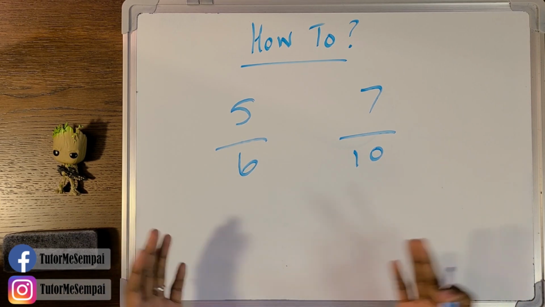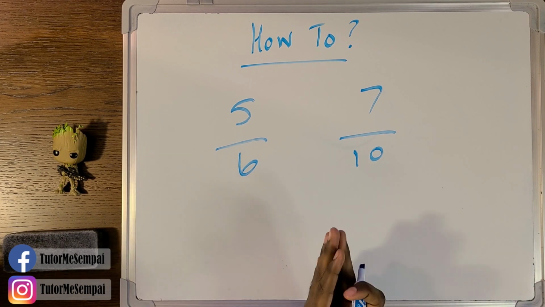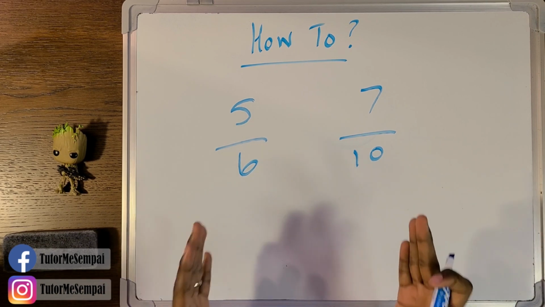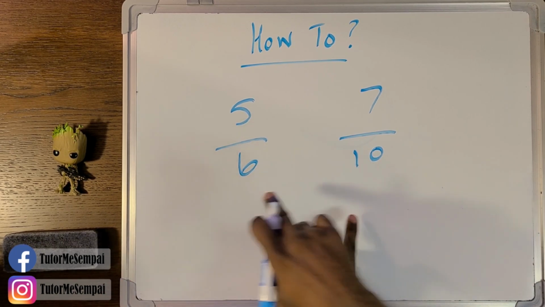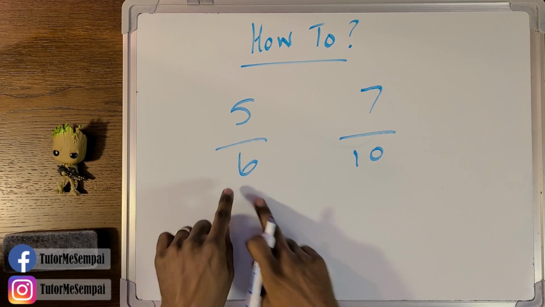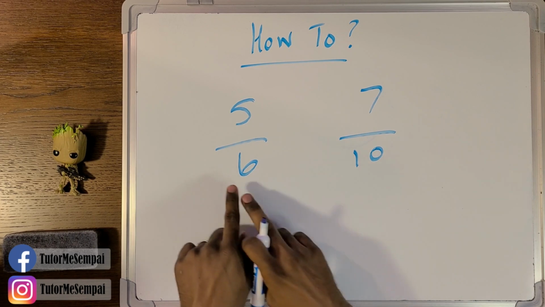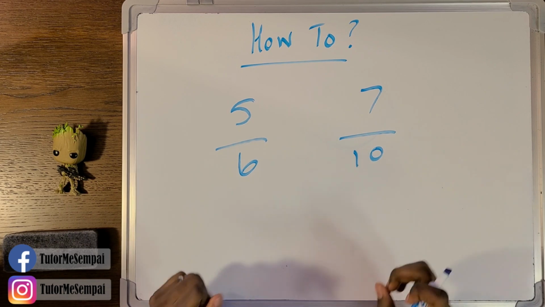But how do we do that? How do we get the same denominator for a fraction that's so different? Well, there's a couple ways you can do that. However, the quickest and the easiest way for just comparing fractions is to multiply the denominator by the other denominator. So in this case, you multiply this 6 by the 10, and in this case, you multiply this 10 by the 6. If you do that, you're always guaranteed to get the same denominator in both of your fractions.